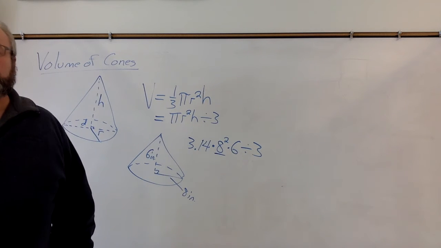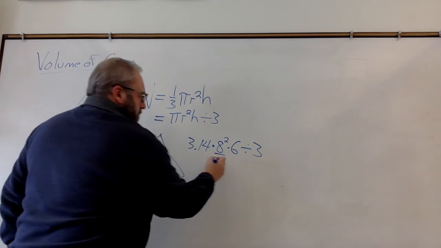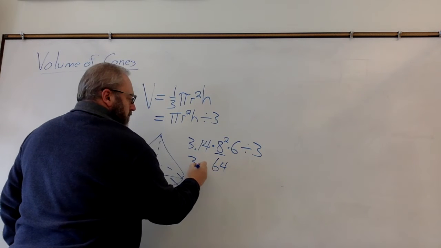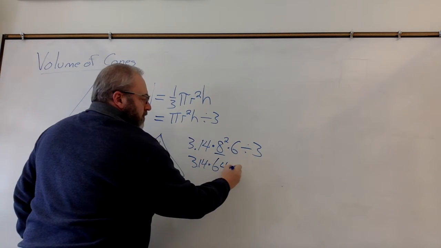Okay, so let's start with the 8 squared. Remember, that is not 8 times 2. That is 8 times 8. So this is 64. And bring everything else down.